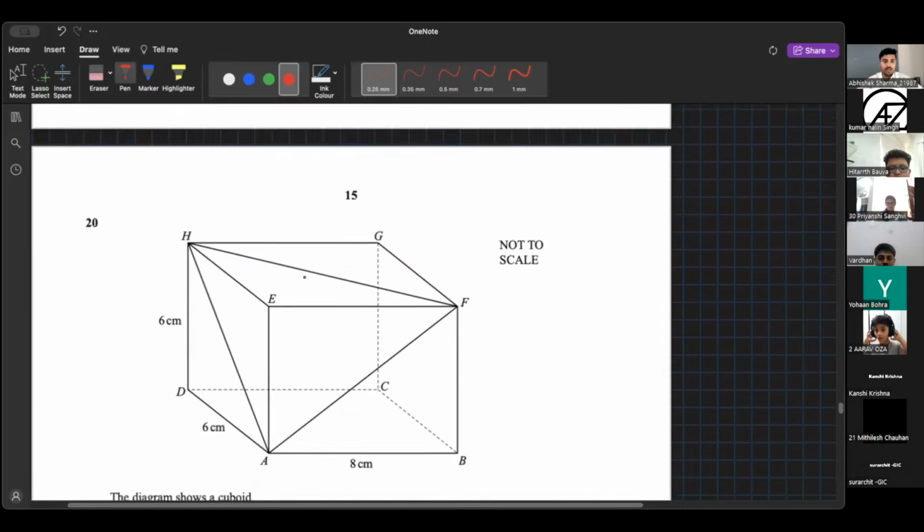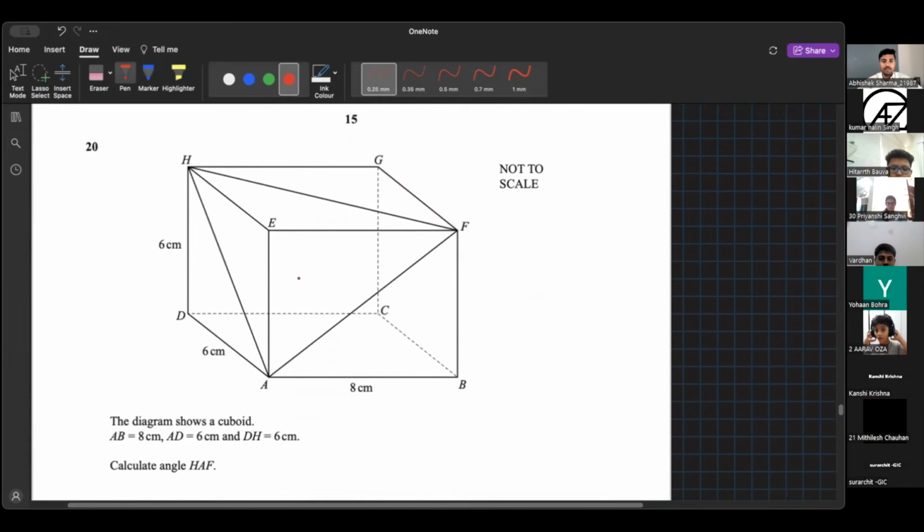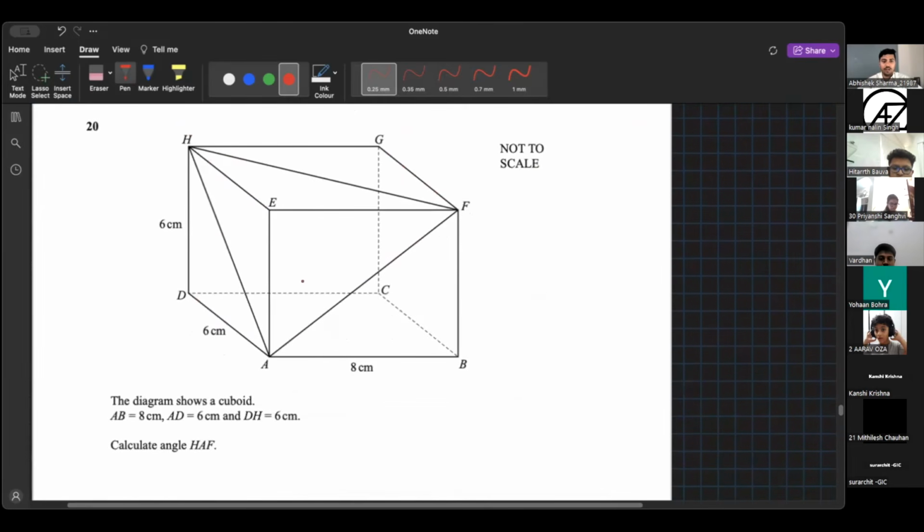Okay. Next question, question number 20. So this is a 3D trigonometry based question. It says the diagram shows a cuboid. AB is 8 centimeter, so the parallel opposite side will also be 8. AD is 6, so this will also be 6. This will also be 6.